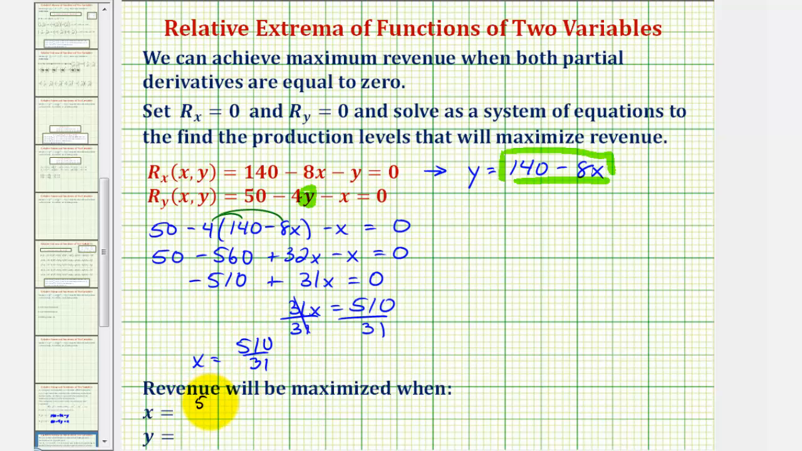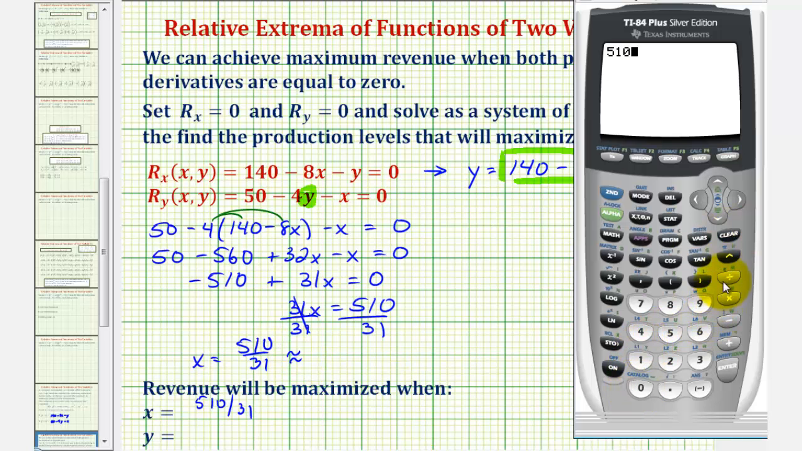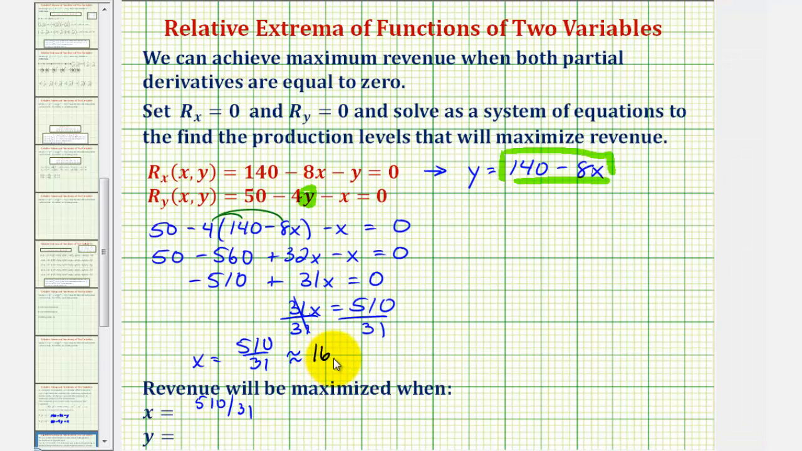Let's go ahead and write that here. But let's also get a decimal approximation, because remember, this represents the production level in millions of MP3 players. So 510 divided by 31, if we round to 4 decimal places, this would be approximately 16.4516. Notice in this form we can tell that the production level is approximately 16.4516 million MP3 players for Model 1.